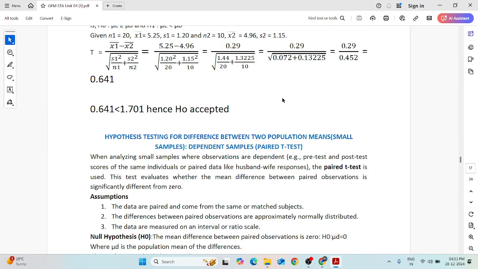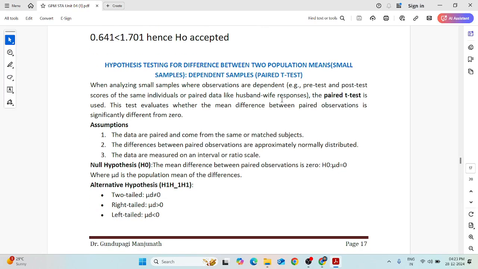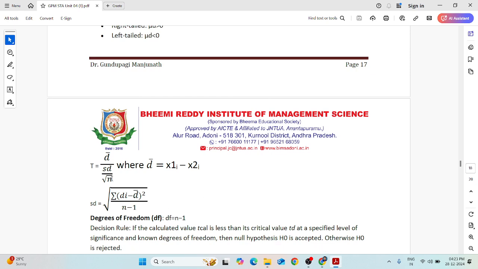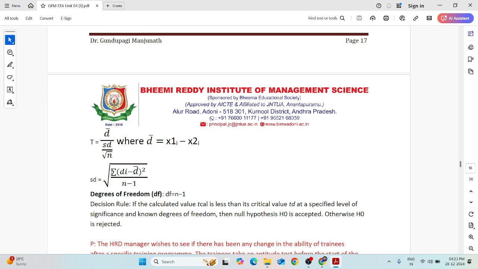So paired t-test. This is another important test, especially when two populations are taken and small samples, n is less than 30. So here the t statistic will be calculated as d mean by standard deviation by root n, where d is x1 minus x2. Again here, if we observe, the variance and standard deviation calculation is there, and the degree of freedom will be n minus 1.